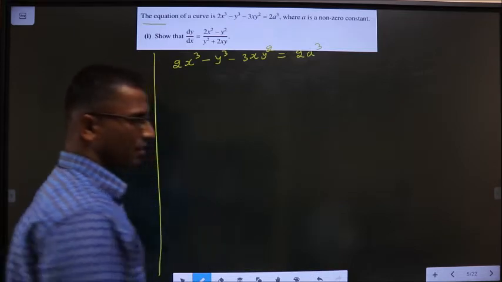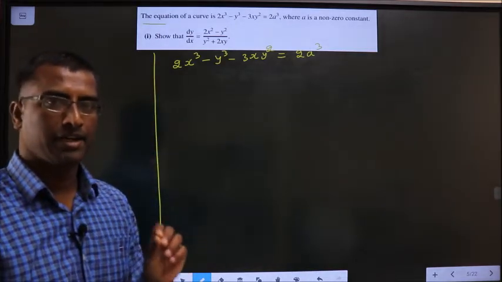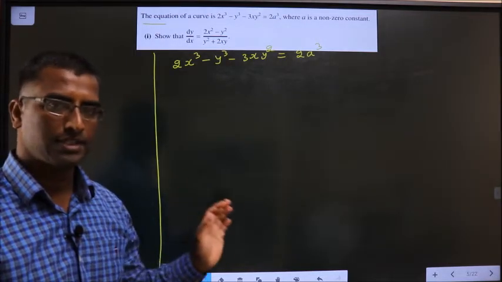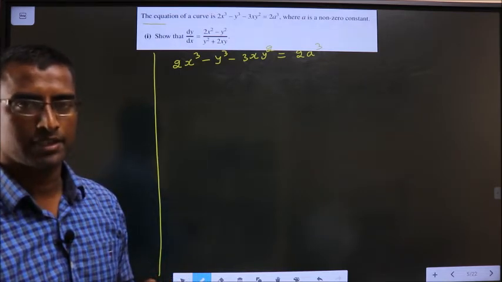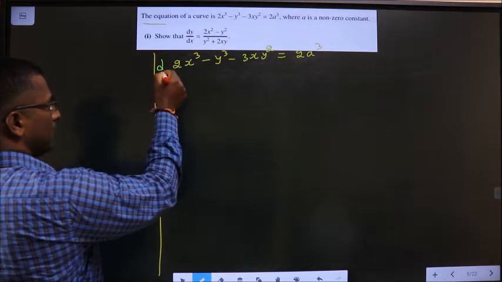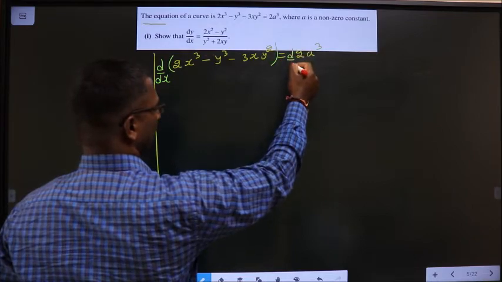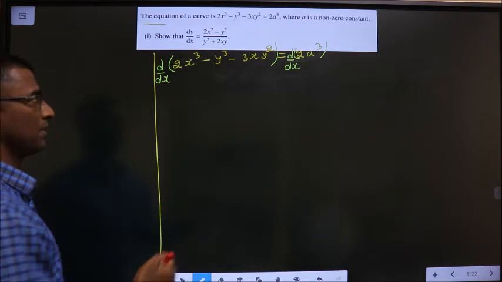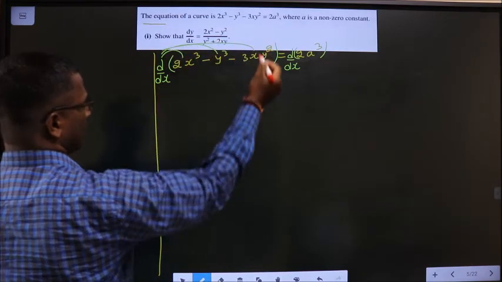Now, what is your initial thought? You have to get dy/dx. For that, what you should do is take differentiation on both sides. What do I mean is, take d/dx on both sides. This is the meaning of applying differentiation on both sides.